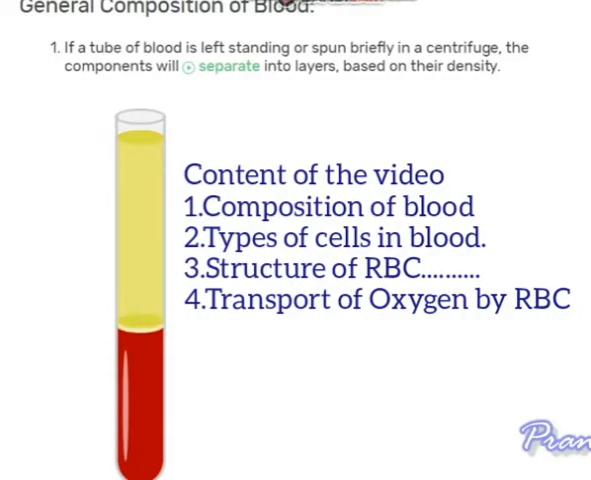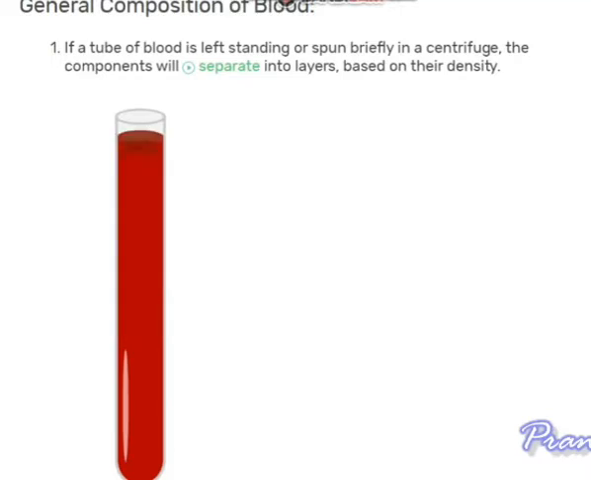In this video, we'll discuss the general composition of blood. If a tube of blood is left standing or spun briefly in a centrifuge, the components will separate into layers based on their density.